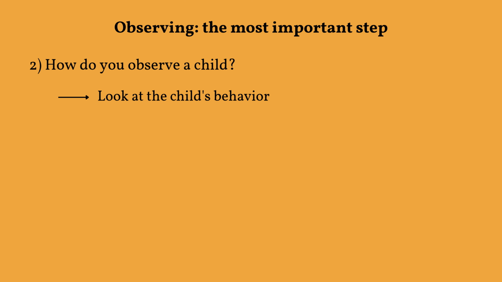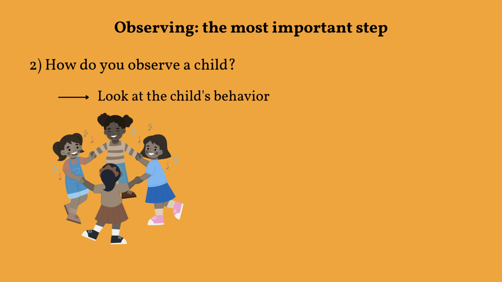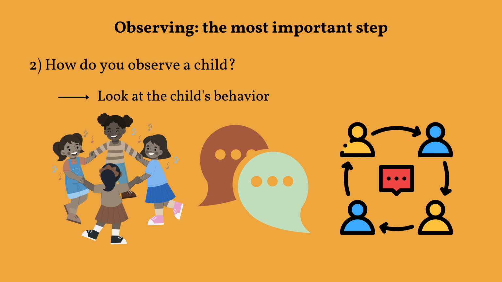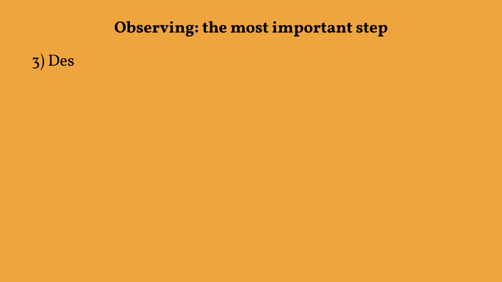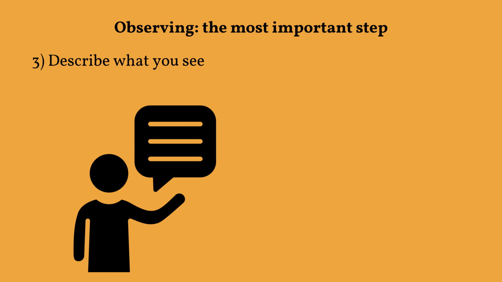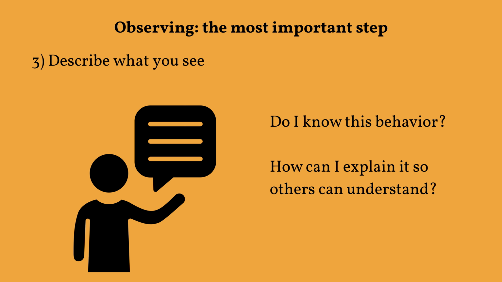Look at the child's behavior. Think about, what is the child doing? How is the child playing? How does the child talk? How does the child interact with other children or adults? Describe what you see. After watching, try to explain what you saw in simple and clear words. Ask yourself, do I know this behavior? How can I explain it so others can understand?